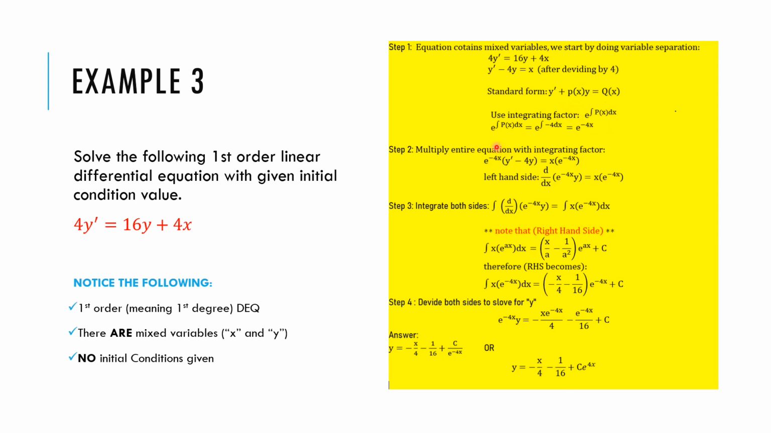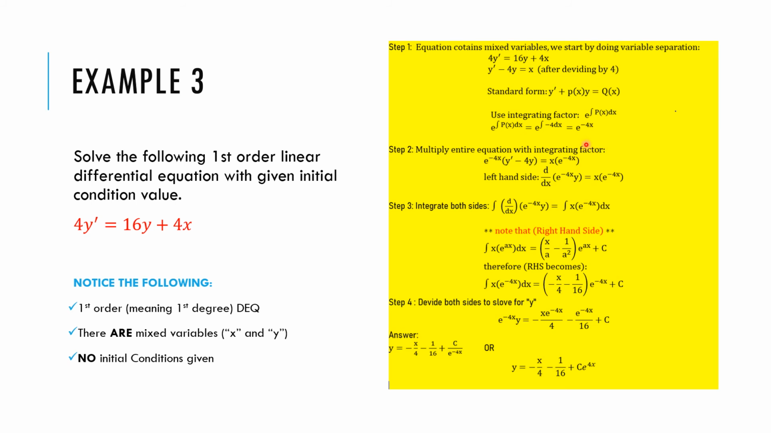Now, if I put this into form, e raised to the integral of p of x dx, I would get e raised to the integral of negative 4 dx. I'm taking this 4 right here. This negative 4 is what I'm putting in for p of x. And then if I integrate, e raised to the integral of negative 4 dx, I get e raised to negative 4x. So now this e raised to negative 4x becomes your integrating factor.